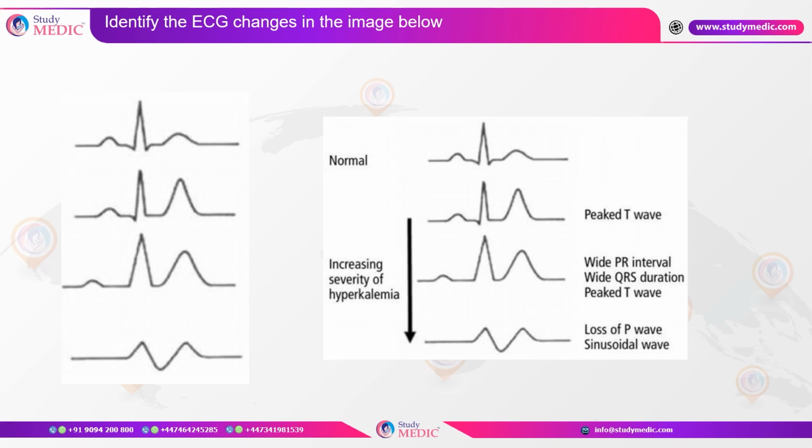Whenever you have tall peaked T waves, remember it is always hyperkalemia. Whenever there is a widened QRS complex, it is a more severe degree of hyperkalemia, and loss of the P wave or a sinusoidal P wave means very severe hyperkalemia.